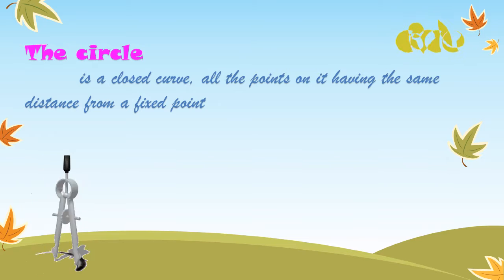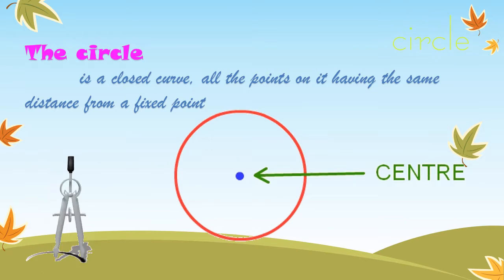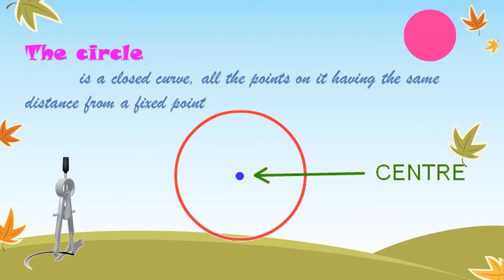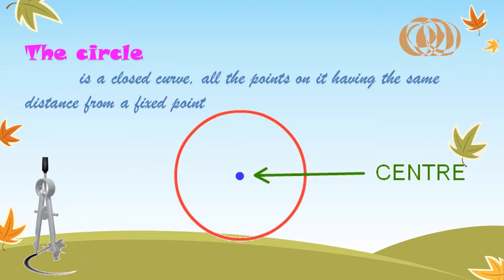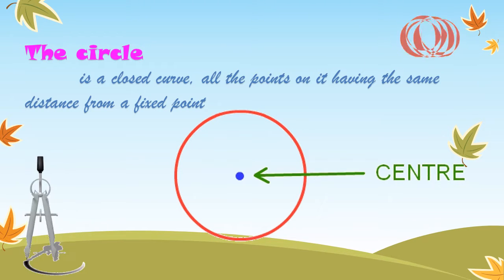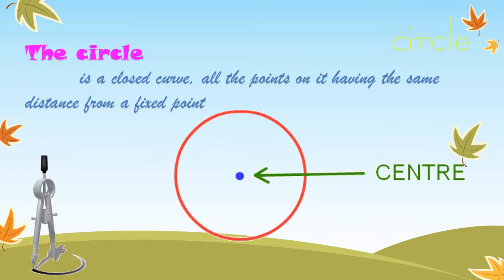Let's know together what the meaning of a circle is. A circle is a closed curve. All points on it have the same distance from a fixed point. Again, a circle is a closed curve, like what we see here. All the points on it have the same distance. Distance from what? A fixed point. What do we call this fixed point? We call it the center of the circle.